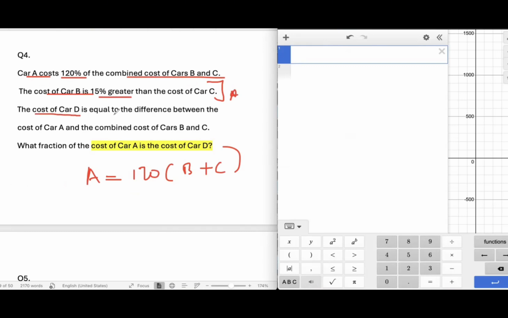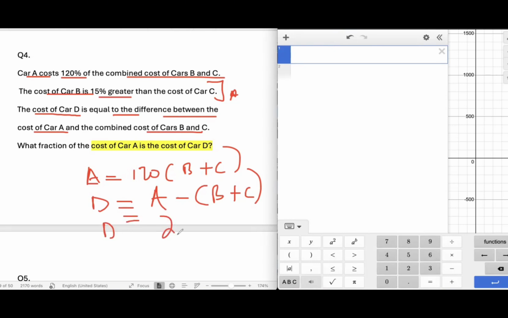The cost of D is actually equal to the difference between the cost of A and the combined cost of B and C. Oh, so D is actually the difference, A cost minus the combined B and C. If you look at it carefully, if A is 120% of B and C, and D is A minus B and C, this is the same thing as what? 20% of B and C. So D is actually 20% of B and C. They want you to know what is the relationship between D and A. So, actually, I don't need the relationship between B and C. I just know A and D.